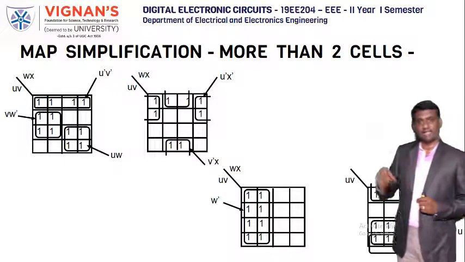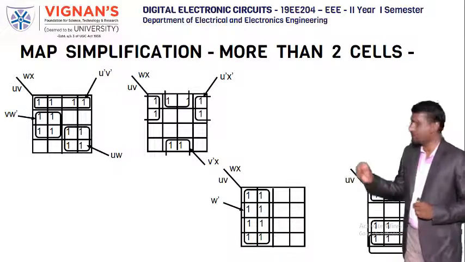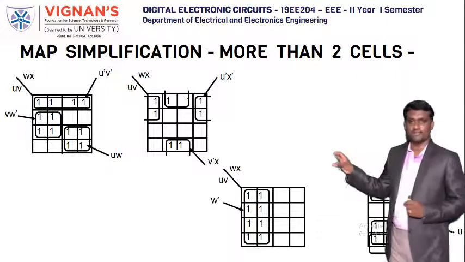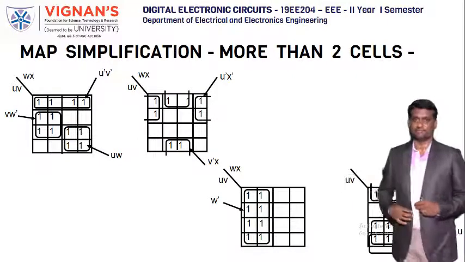Similarly, if you observe the second group, there is a presence of 4 ones. Those 4 ones are adjacent to each other.